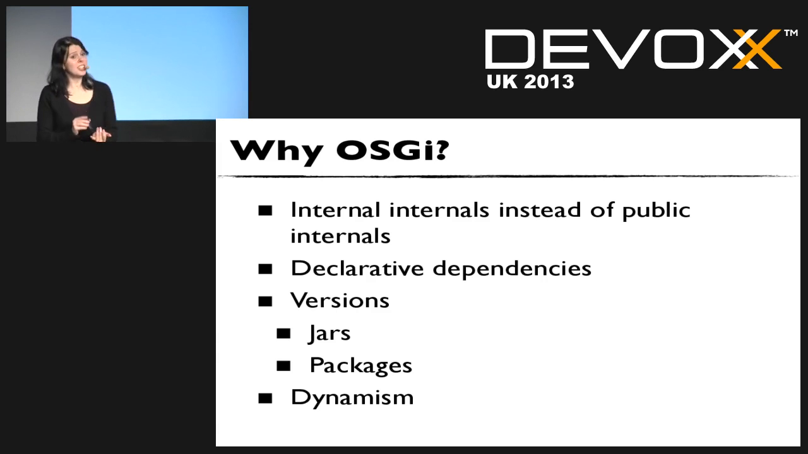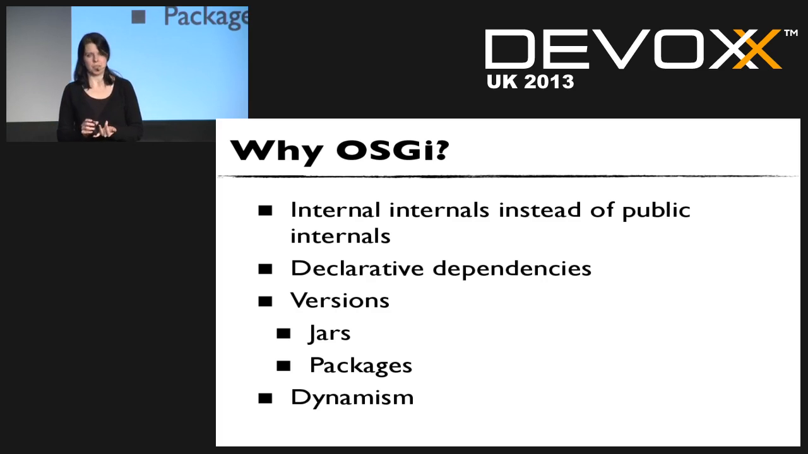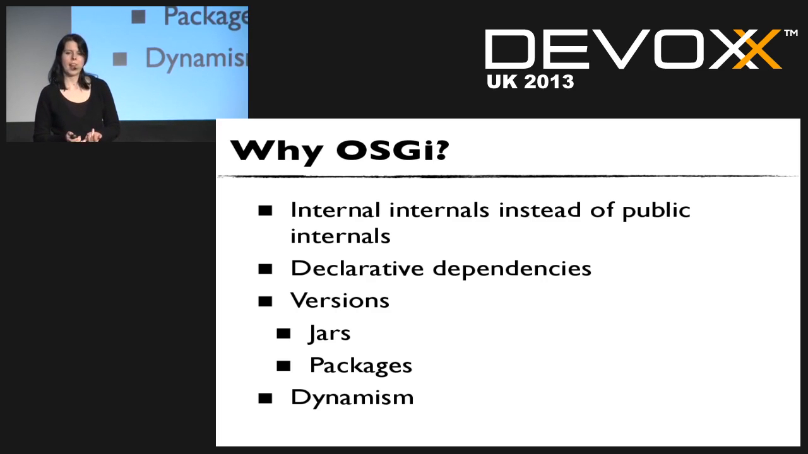OSGi gives you internal internals instead of public internals. I hope just from the words it's obvious why that's a good thing. It gives you declarative dependencies, so you can communicate effectively, programmatically, about what your application needs. It gives you versions, so that you can be safe when you accept these dependencies. And you can have versions on your jars, which is good, and you can have versions on your packages, which is very good.